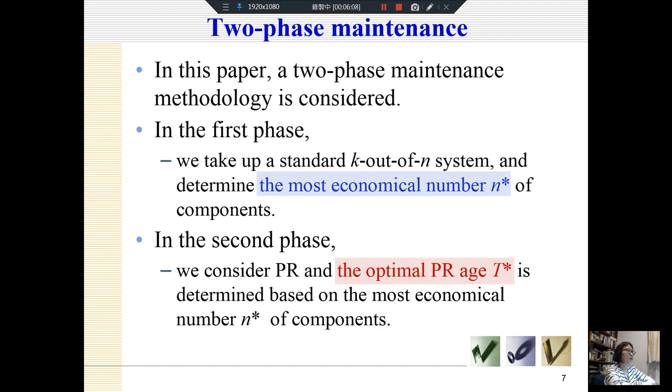In this paper, a two-phase maintenance methodology is considered. In the first phase, we take a standard K-out-of-N system and determine the most economic number N star of the components. And in the second phase, we consider PR, and the optimal PR time T star is determined based on the most economic number N star of components. Please refer to it.